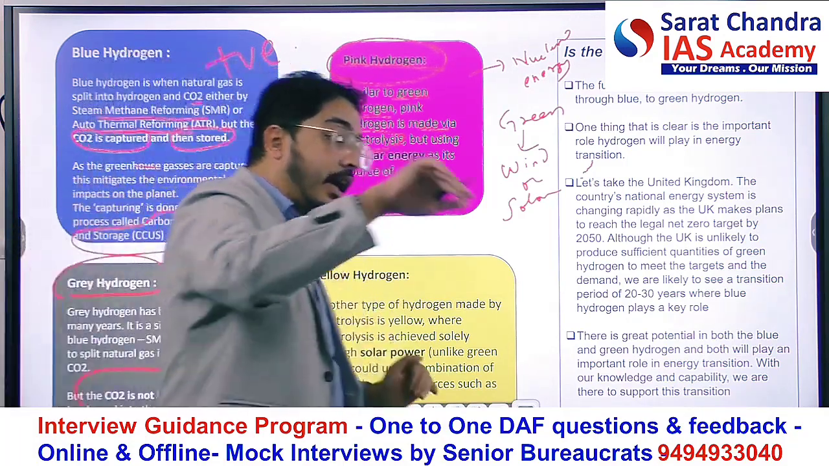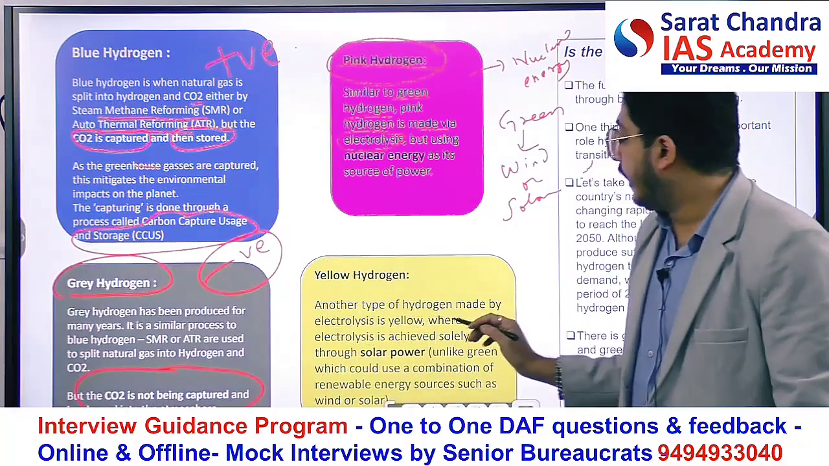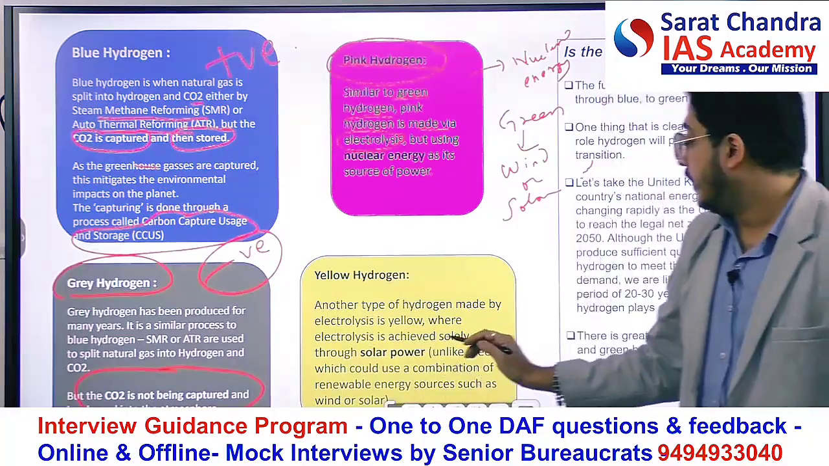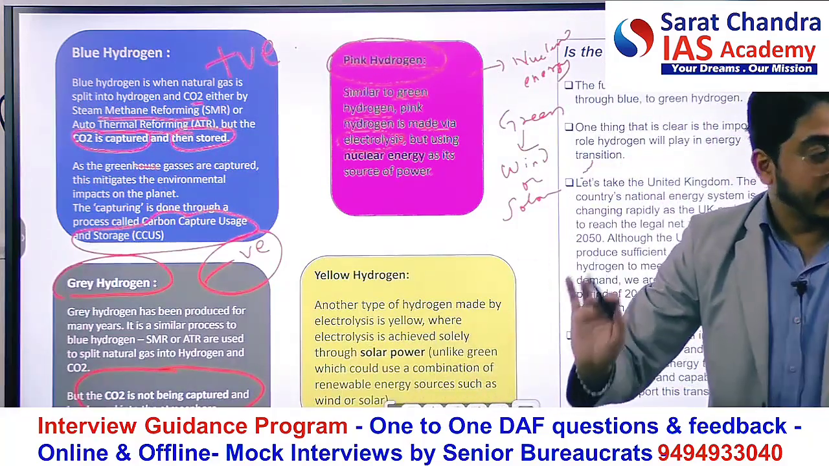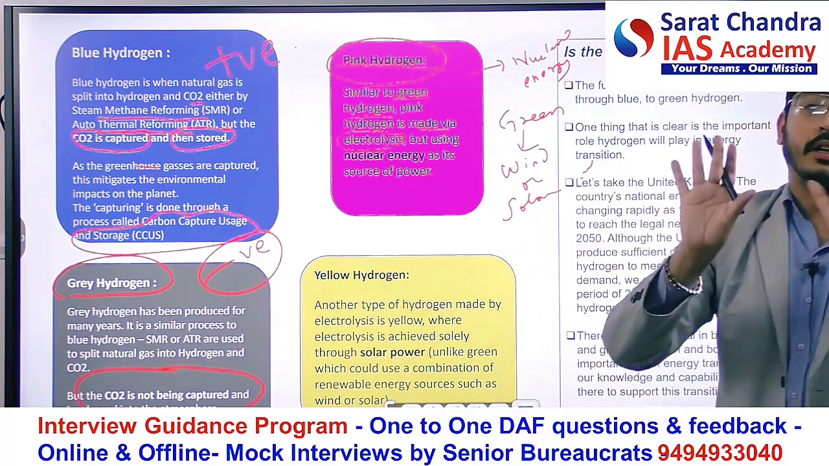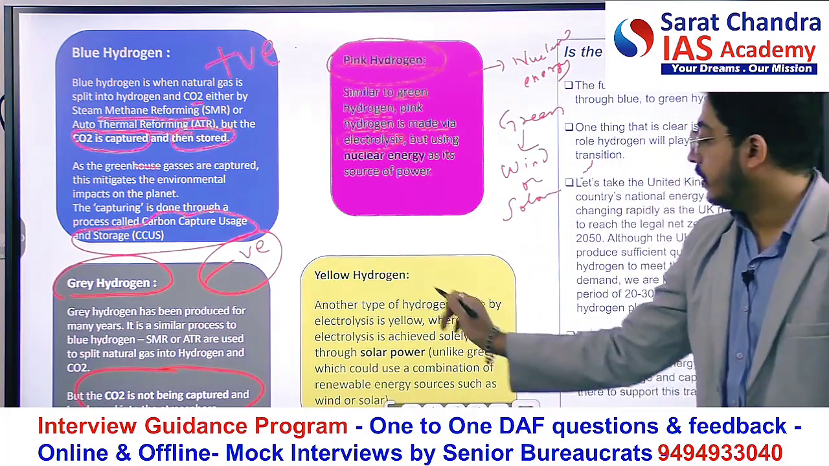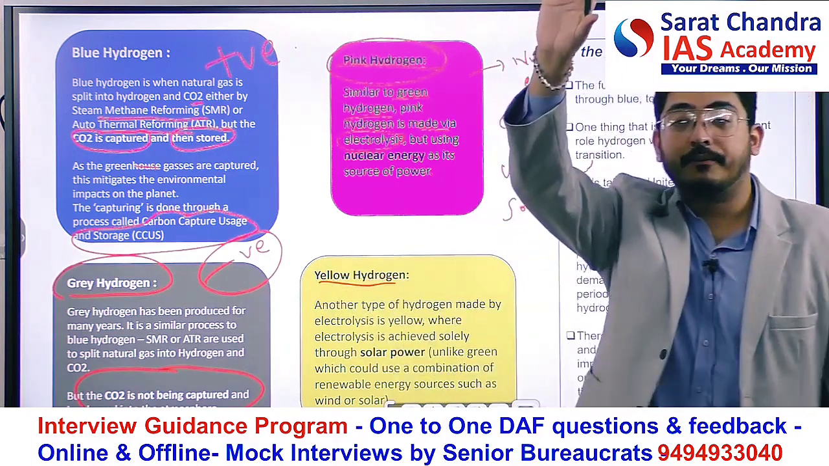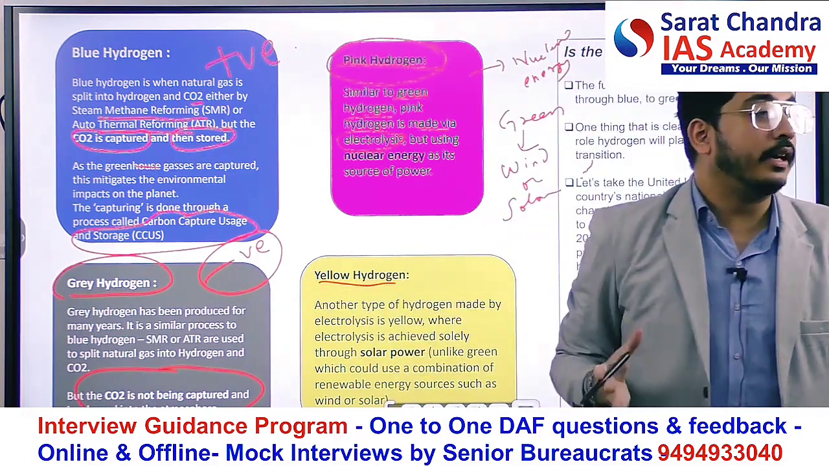Now comes yellow hydrogen. Yellow hydrogen is the same as green, but when it is made only through solar, it becomes yellow. Yellow color. Solar is yellow color, right?